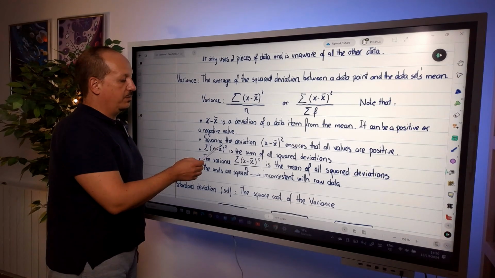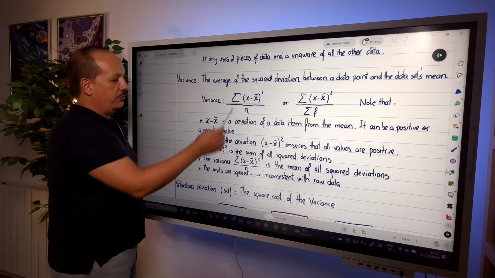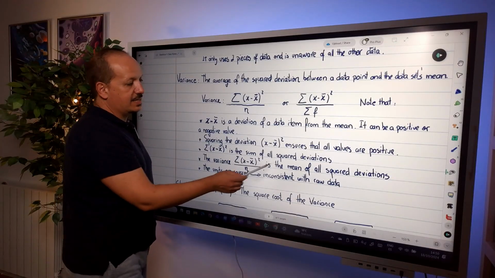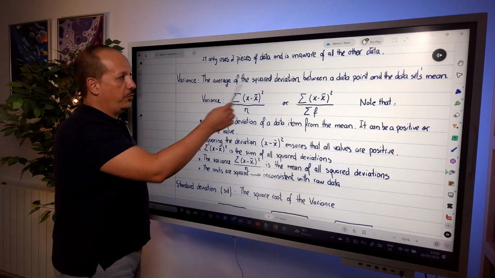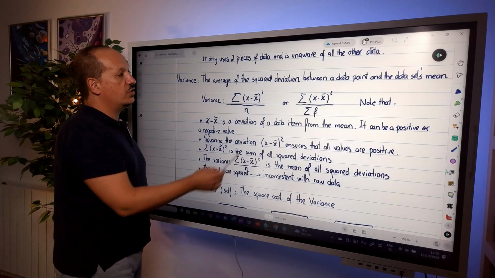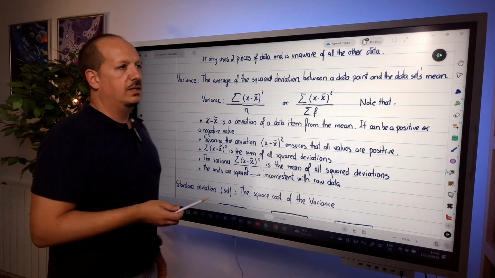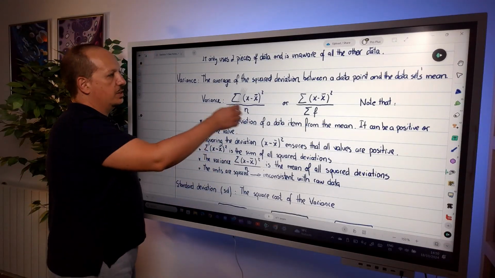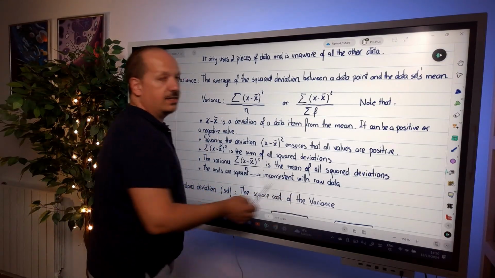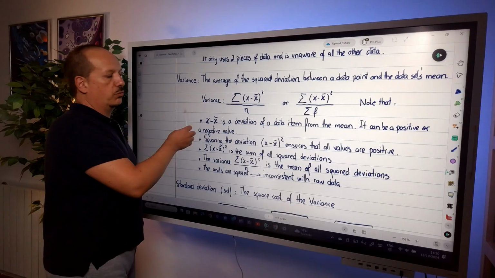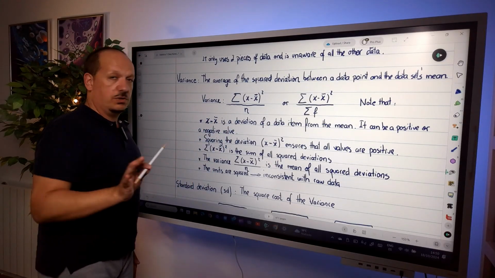The sum of the deviations squared is represented by this. And if you divide it by n, this is the mean of all the squared deviations. If you pay attention, the units are squared. Whatever this is, maybe centimeters, if we're talking about the length of something, the units of this are going to be centimeters squared. So it is inconsistent with the raw data. If the raw data is in centimeters, the variance is going to be in centimeters squared, so you have an inconsistency there.